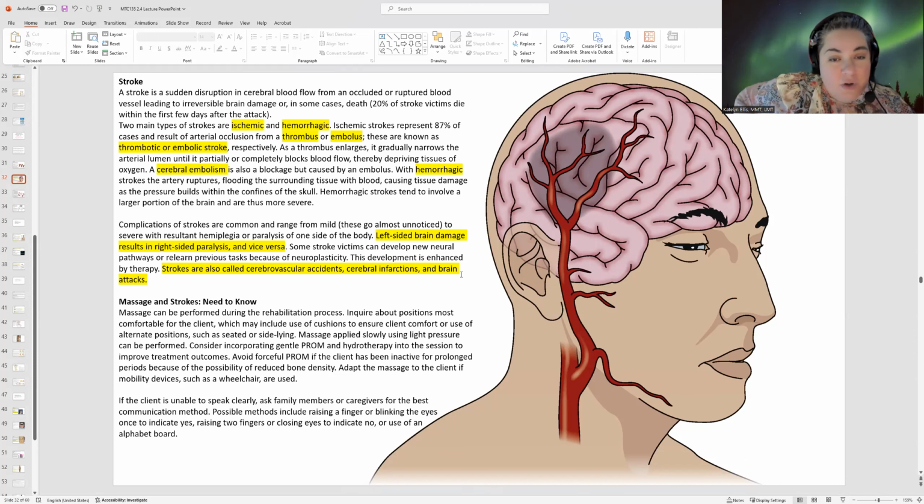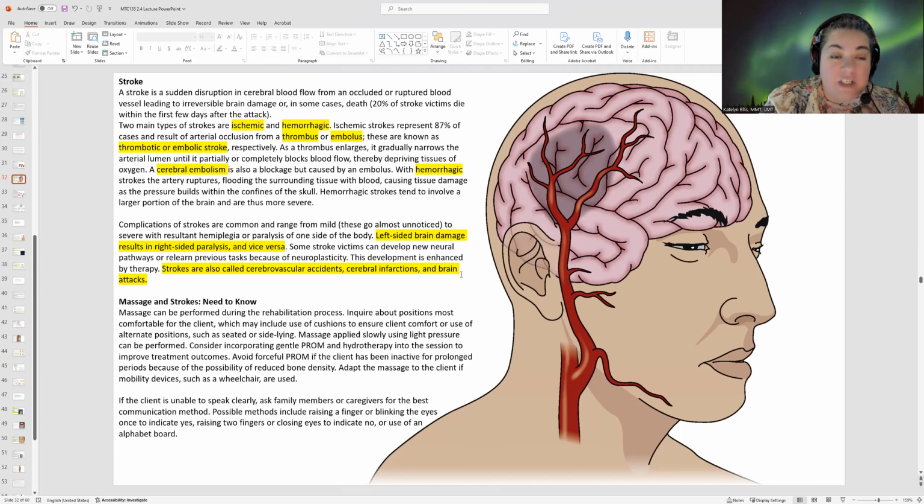All right. Ischemic strokes are about 87% of the cases, again, caused by a thrombus or an embolus. These are known as thrombotic or embolic strokes. All right. As the thrombus enlarges, it gradually narrows the arterial lumen until it partially or completely blocks the blood flow. And then all that brain tissue doesn't get any oxygen. All right. A cerebral embolism is also a blockage, but it's caused by an embolus, like we saw on the previous slide.